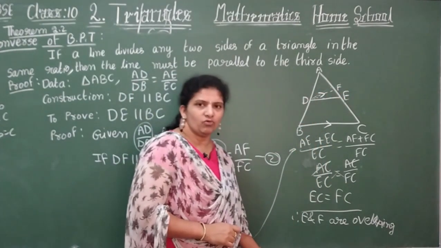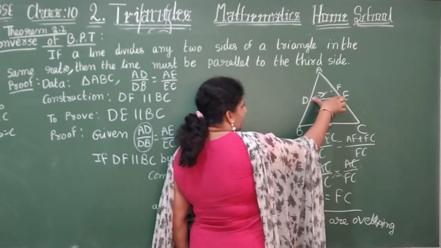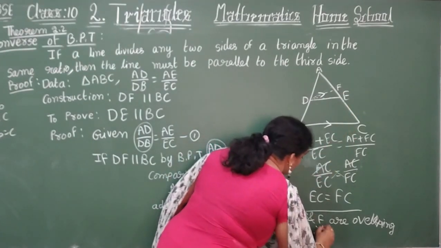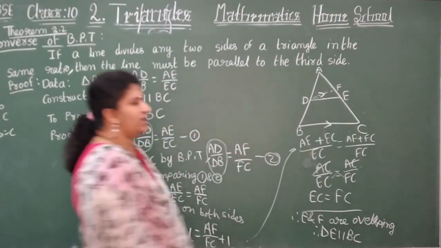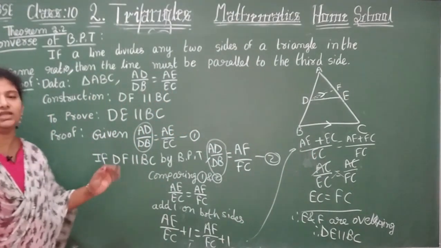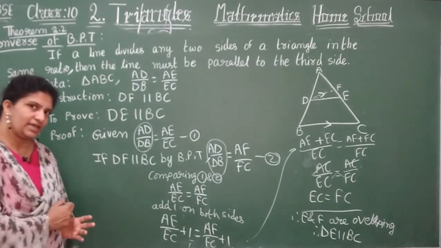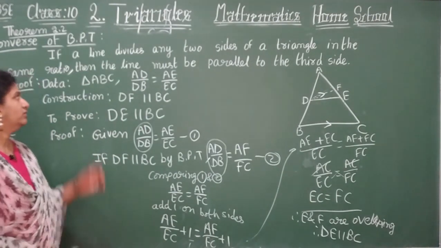So finally, what can you say, children? If they are overlapping, DF is parallel to BC, right? Therefore, DE is also parallel to BC. This is the way we need to prove the converse of BPT. So once again, let's have a recap here. Important theorems, these are all right.